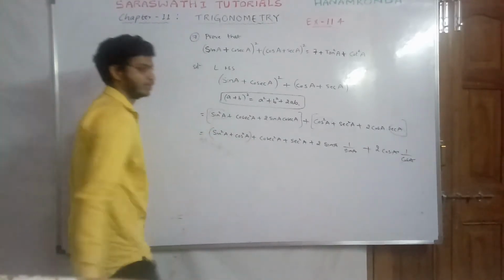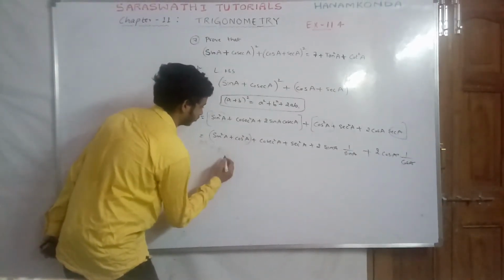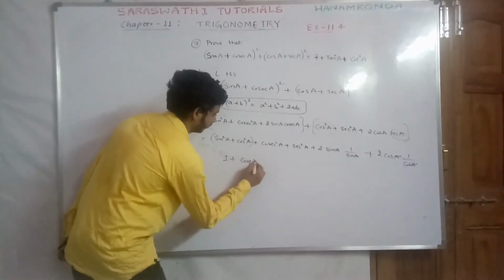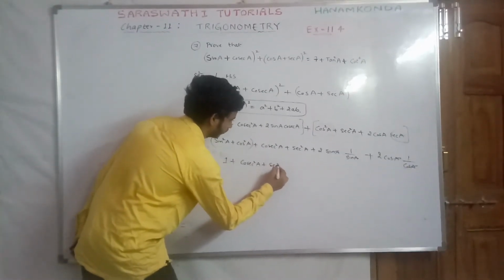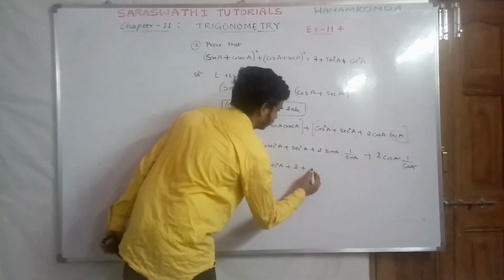So now sin² a + cos² a. So we know that sin² θ + cos² θ = 1. So that is the trigonometry identity. So in place of sin² a + cos² a, we can substitute 1. 1 + cosec² a + sec² a + 2 again plus 2.